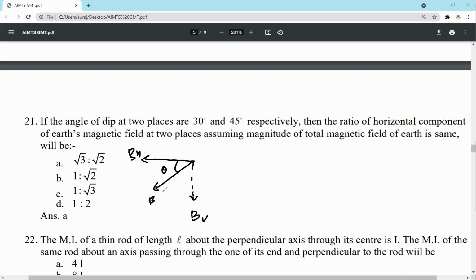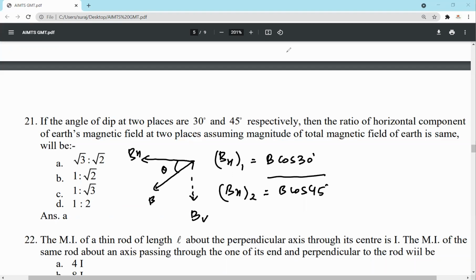So this BH1 will be equal to B cos 30. Similarly, BH2 will be equal to B cos 45. They will just want ratio of horizontal, right? And they have given that magnetic field of Earth is same. So cos 30 is sin 60, root 3 by 2, divided by cos 45, which is 1 by root 2.